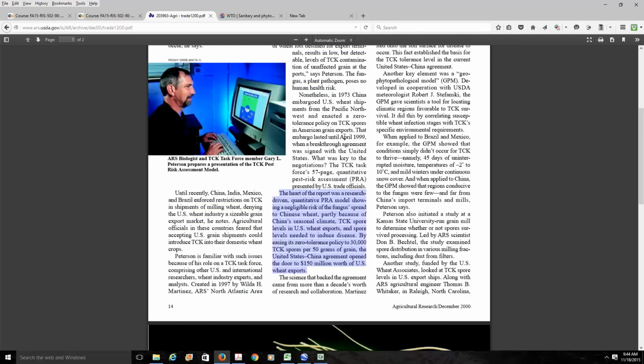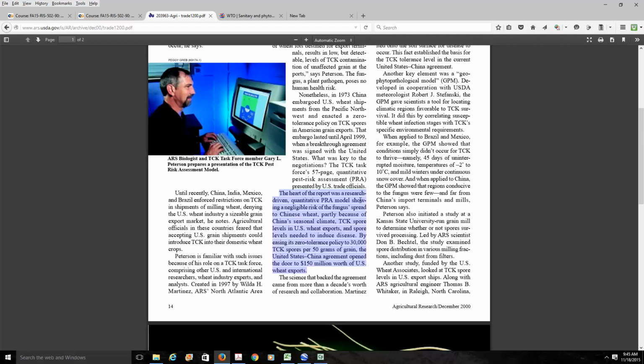The embargo lasted until April 1999, when a breakthrough agreement was signed with the United States. The key to the negotiation was the TCK risk assessment that you just looked at. And the heart of the report was a research-driven, quantitative, probabilistic risk assessment model showing a negligible risk of the fungus's spread to Chinese wheat, partly because of China's seasonal climate.